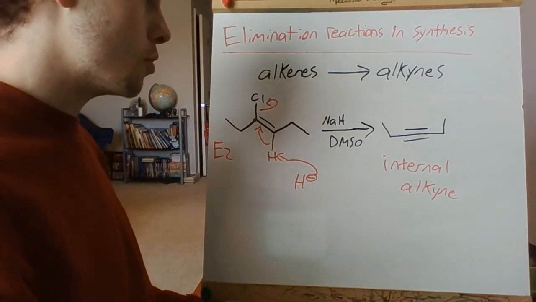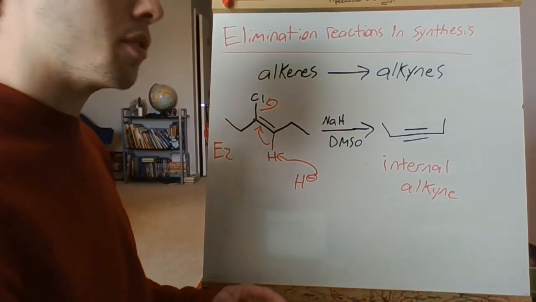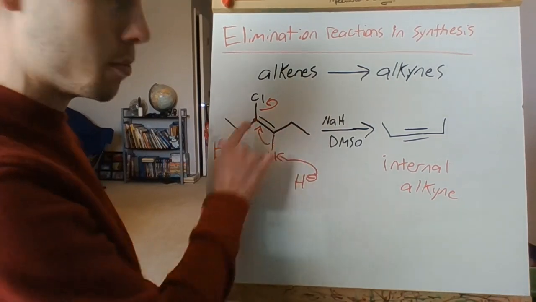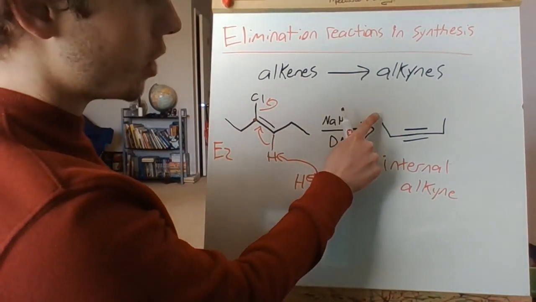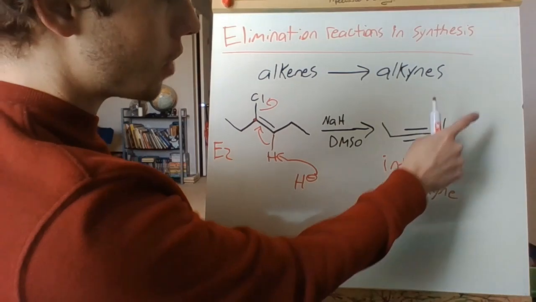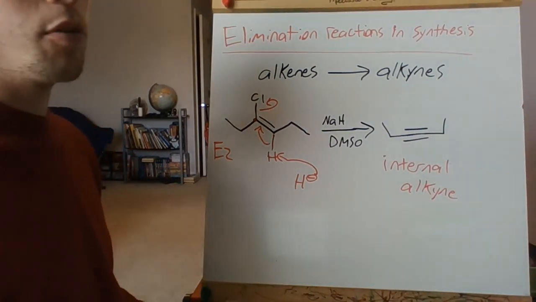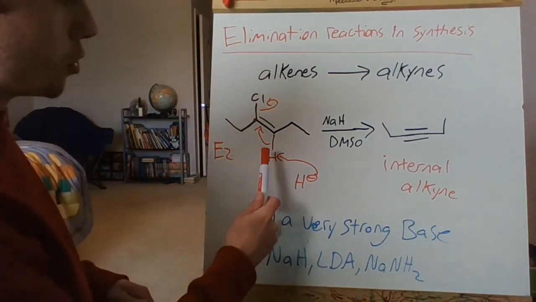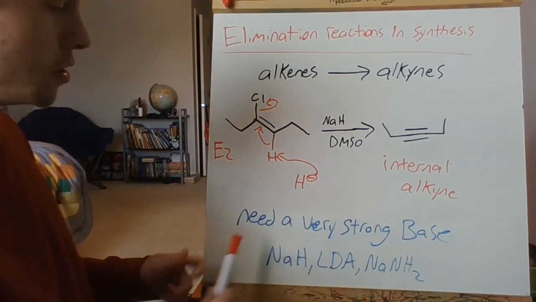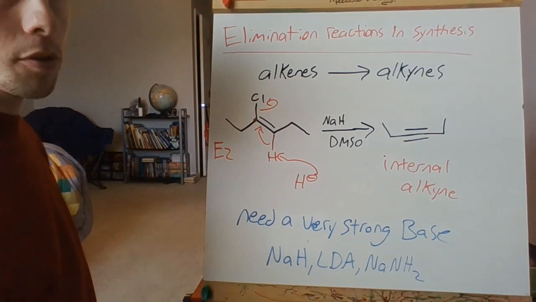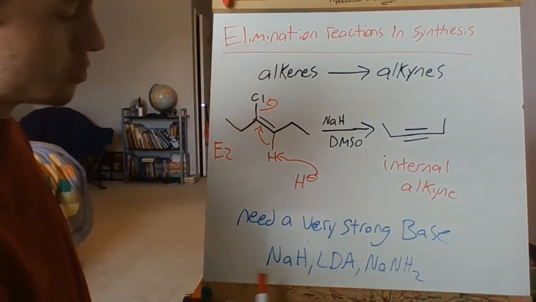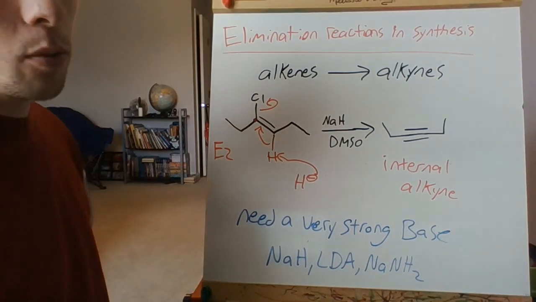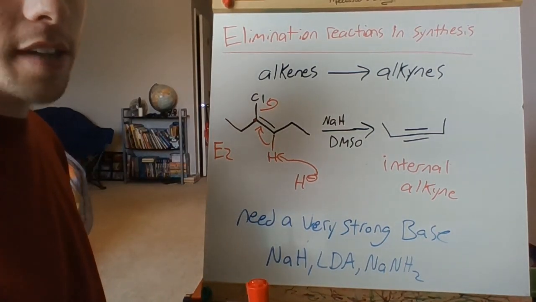In addition, when you're doing exams and stuff, make sure you always count your carbons. So we have 1, 2, 3, 4, 5, 6 carbons in our starting material. Again, we have 1, 2, 3, 4, 5, 6 carbons in our product. Lastly, since this proton is not very easy to pull off, you need to use a very strong base for this reaction to occur. And so something like sodium hydride, LDA, or sodium amide, which I'll talk a little bit more about in just a second.